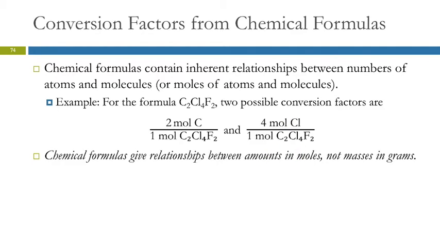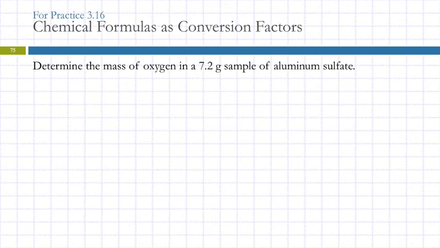What would it be for fluorine? 2 moles of fluorine to 1 mole of compound. But just remember, this gives us amounts in moles. It doesn't give us masses in grams. Determine the mass of oxygen in a 7.2 gram sample of aluminum sulfate.